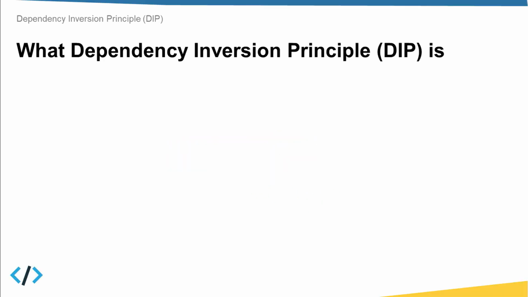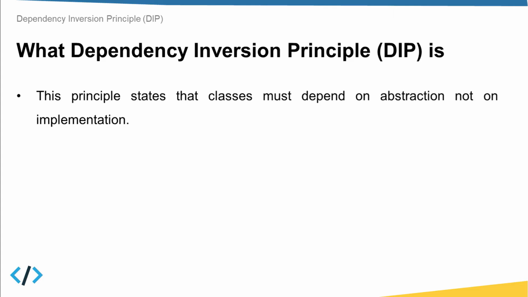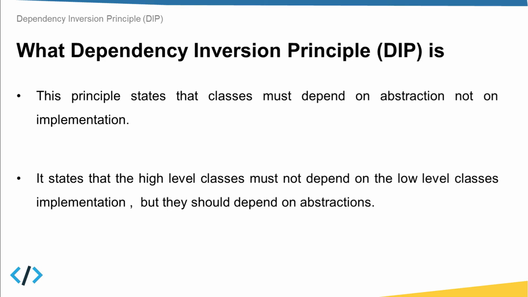So what's DIP? This principle is very simple actually. It just states that classes must depend on abstraction, not on implementation. So what do I mean by this? I mean that high-level classes must not depend on the low-level classes' implementation, but they should depend on abstractions. To understand these theoretical words, join me right now in Jupyter Notebook to show you a complete example about what I am explaining here.